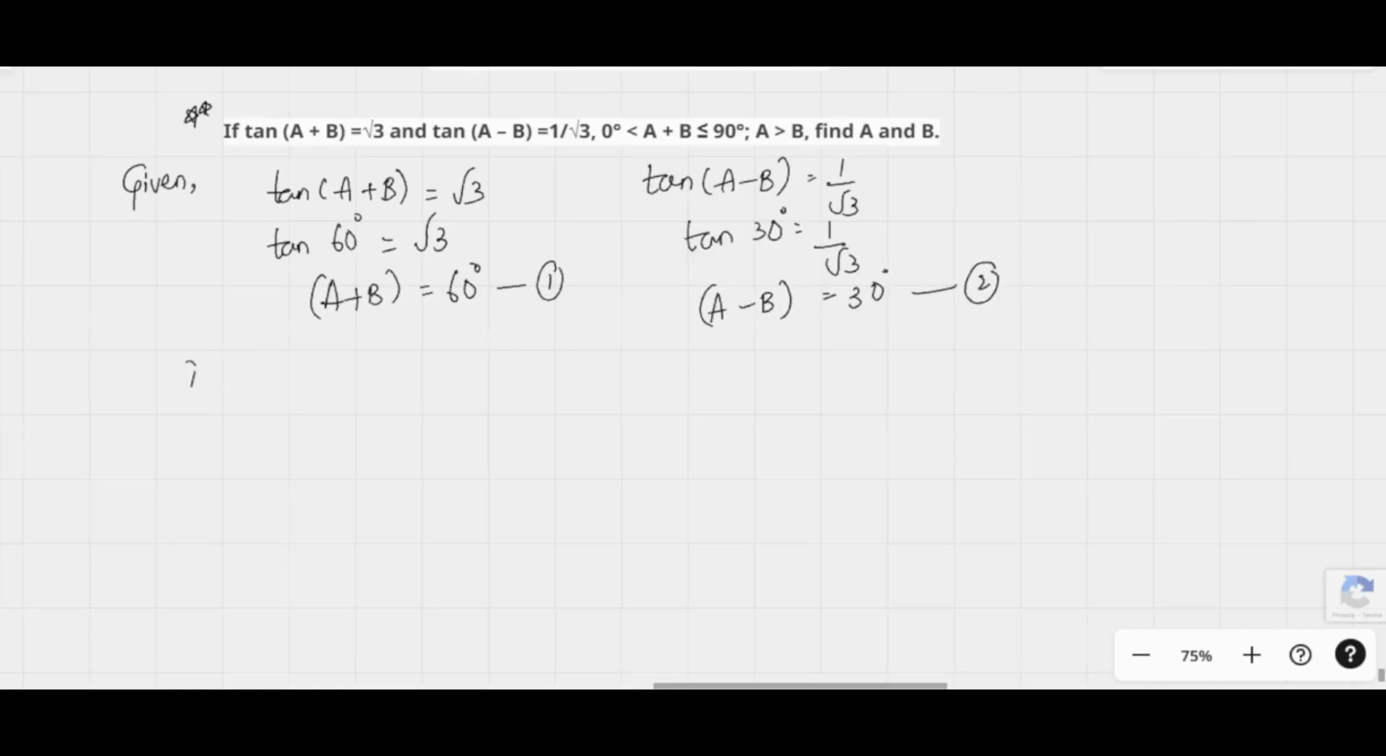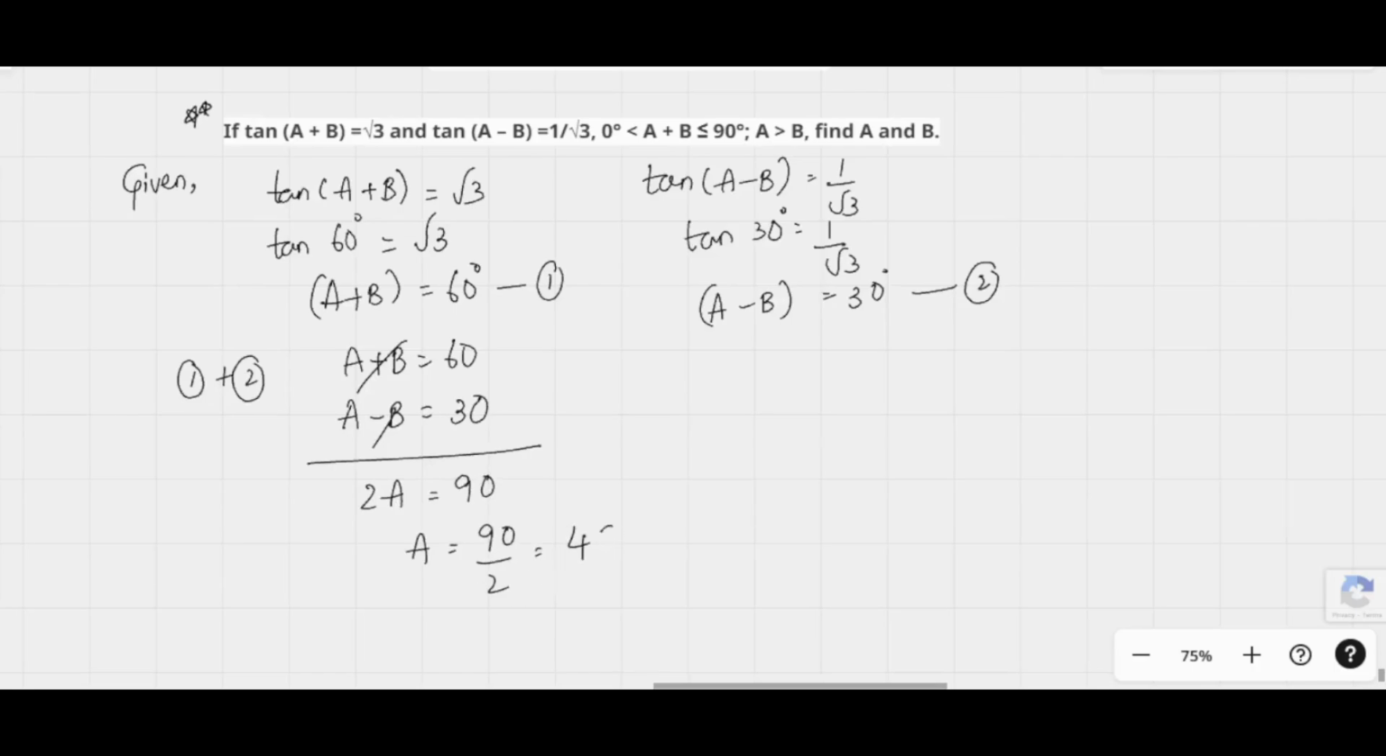Now just add equation number 1 plus equation number 2. A plus b is equal to 60 and a minus b is equal to 30. B cancels, a plus a is 2a, 60 plus 30 equals 90, and a is equal to 90 by 2, that is, a value is 45 degrees. Substitute this a value, 45 degrees, in equation number 1.